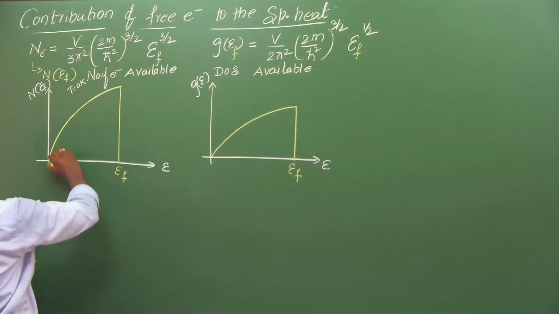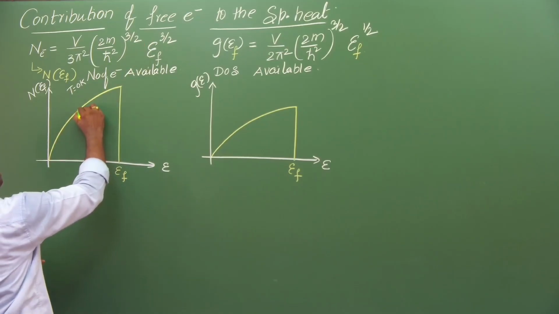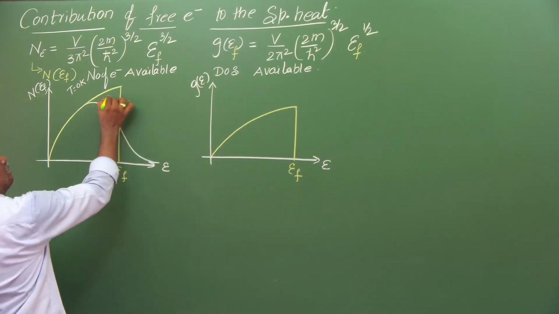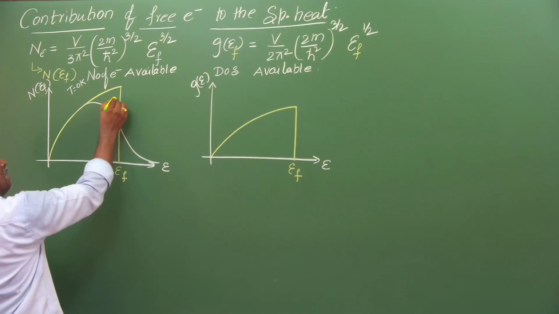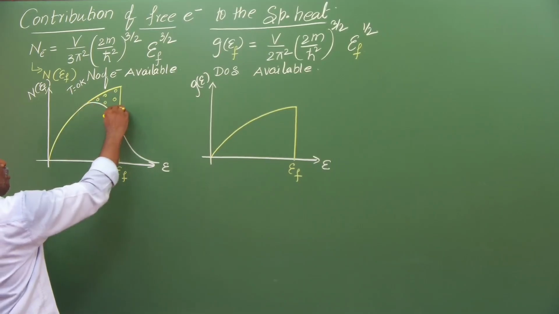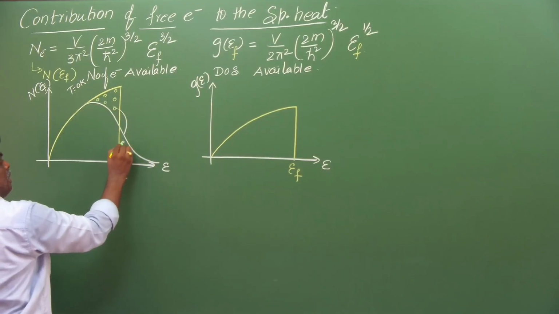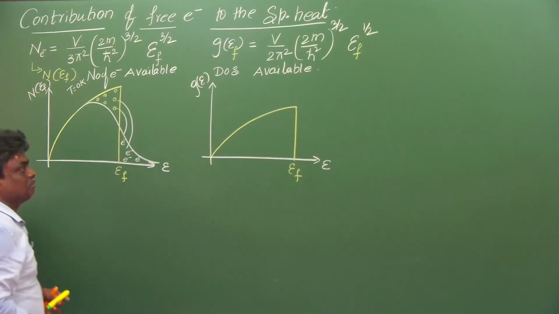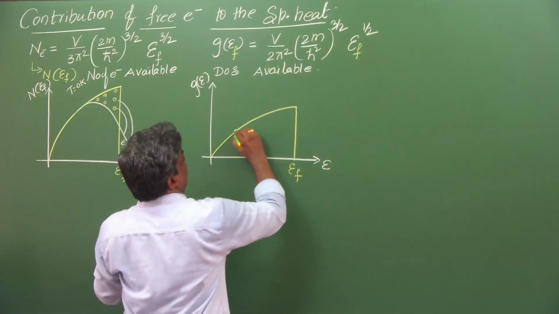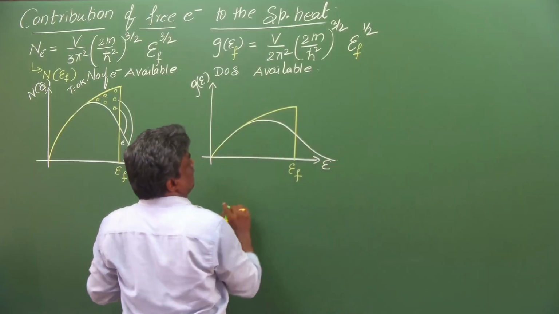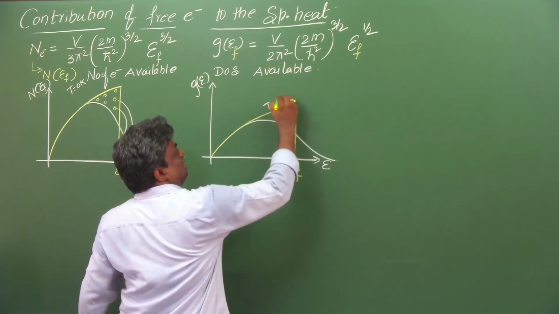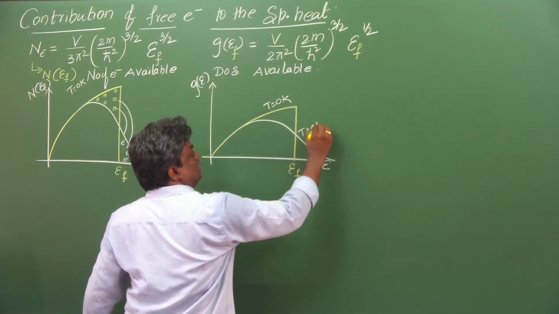Now again, as usual, at a temperature not equal to 0 Kelvin, what will happen? Something like this. Some of the electrons below the Fermi level vacate their sites and occupy the states above the Fermi level. And the same thing happens here also, like this. Here we get empty states, something like this. This is T equal to 0 Kelvin and this is T not equal to 0 Kelvin.